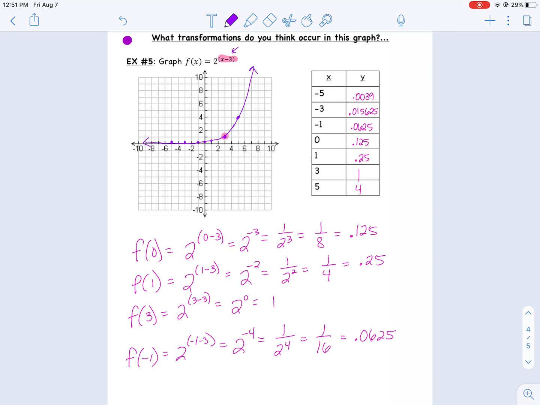Remember, if your base is a whole number, then we know it's exponential growth, so it should shoot up to the right. And if it is a fraction or a decimal less than 1, then I know it's going to be an exponential decay. It's going to shoot down to the right. So you should be able to look at those values and figure out a rough sketch of your exponential functions.